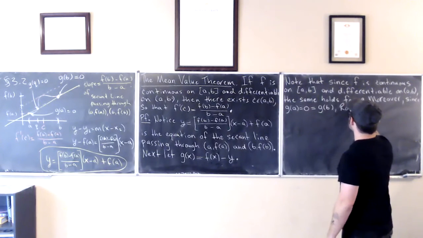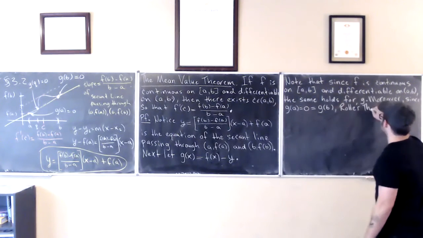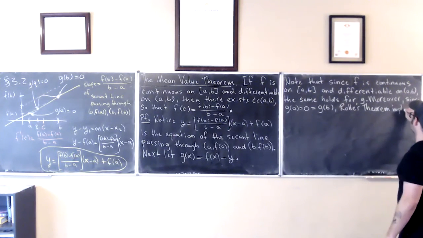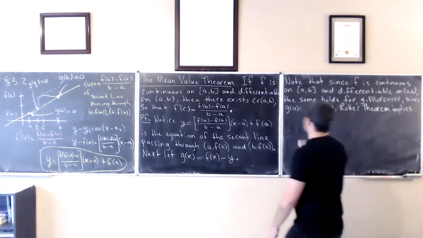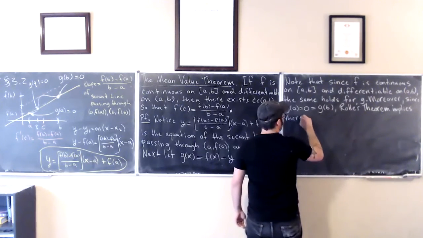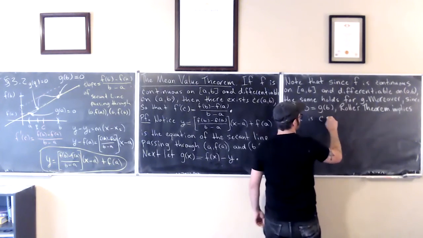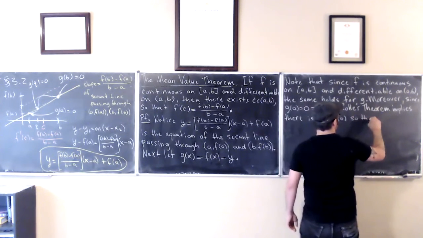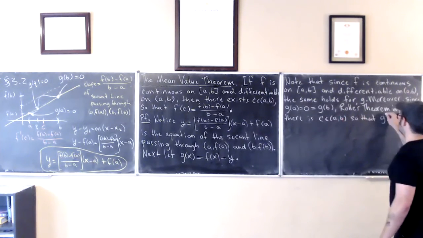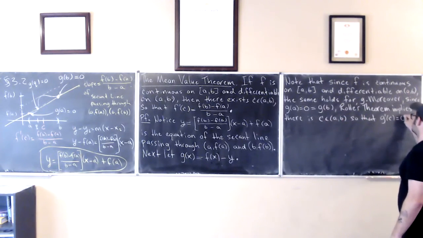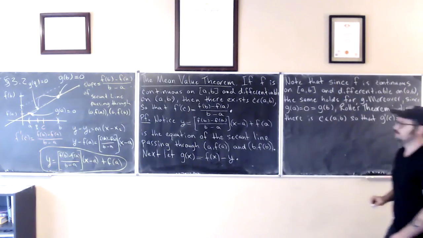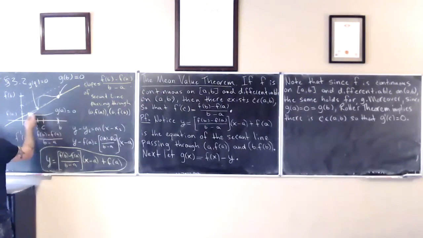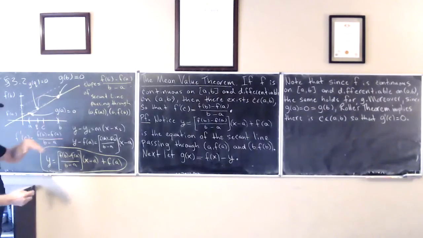So Rolle's theorem implies there is some C in AB so that G prime at C is equal to 0. So somewhere in that interval, G must have a C that has the derivative equal to 0.